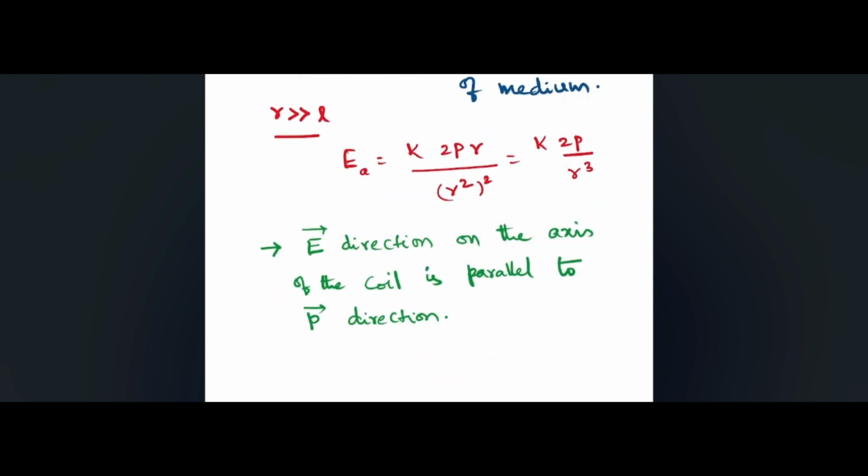The final very important point you remember: the direction of the electric field on the axis of the dipole is in the direction of the dipole moment p bar. Remember this point. In the next video we'll see the electric field on the equatorial line of the dipole.